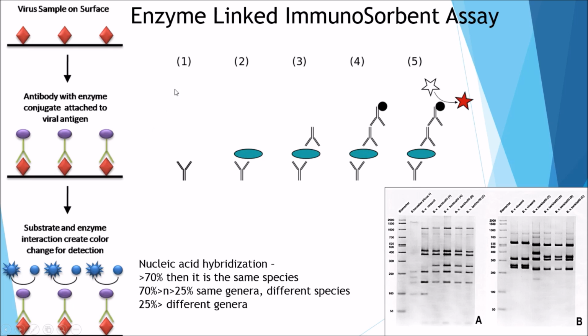We can also do an indirect ELISA, in which we get the virus, we then attach the antibodies to them, and then onto these antibodies we attach a secondary antibody. And this secondary antibody is what's going to contain the enzyme. And again, depending on which antibody fuses, will give us a different colour change.